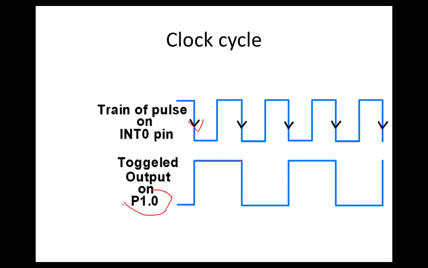This is given as a program, and by using that program, if the interrupt takes a falling edge, then the output of port 1.0 will toggle. If it is one, it will go to zero. On the first toggle pulse, it goes to zero. After that, on the second trigger, it will again be one. After the next one, it will become zero. So this is the clock cycle.